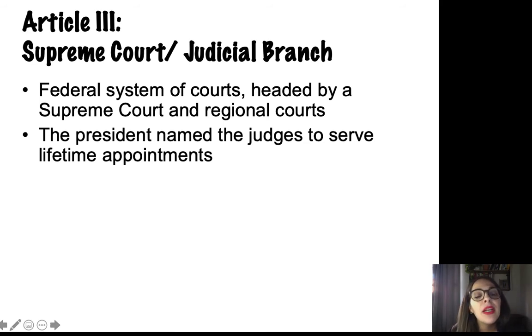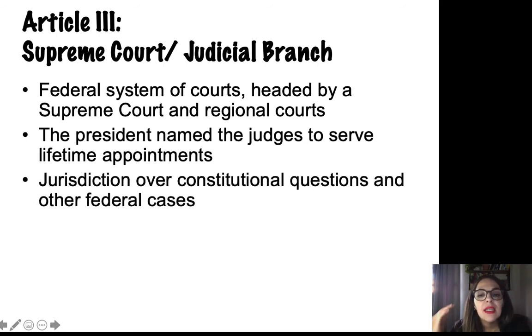Because if you think about it, if you have local judges that have to run for re-election every couple of years, they have to raise money. And that could open them up to becoming beholden, essentially, to those campaign contributions. And so you don't want that to happen in a Supreme Court position, because the Supreme Court has jurisdiction over all constitutional questions and federal cases.